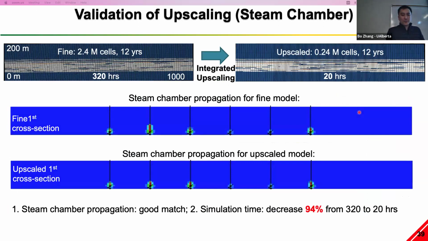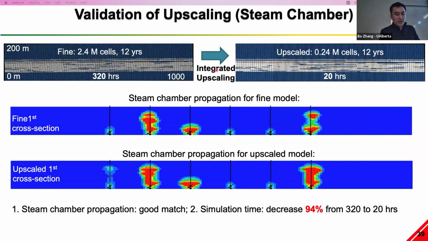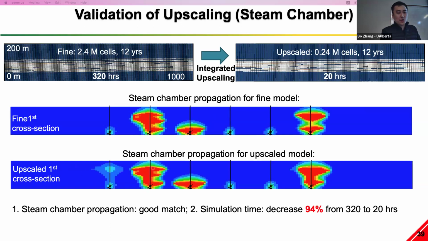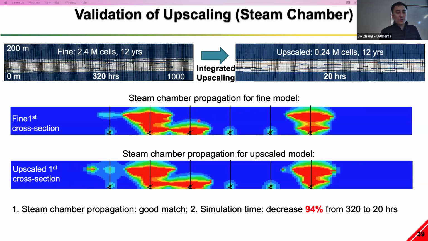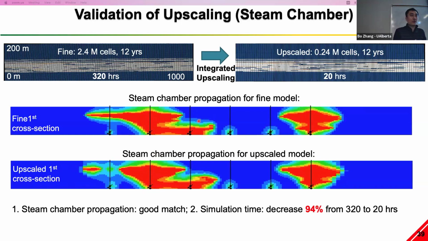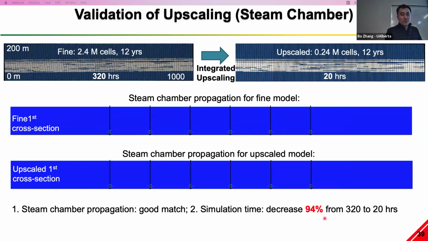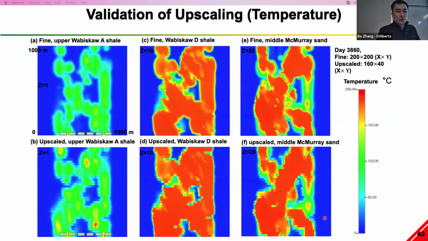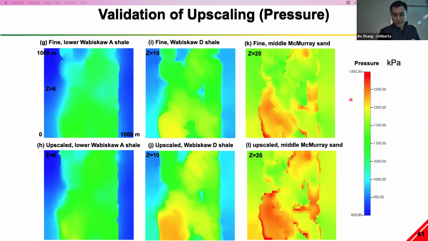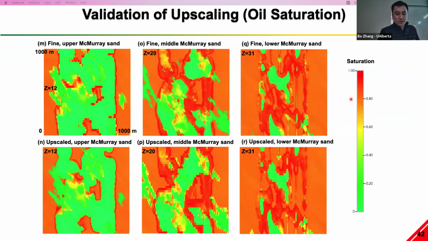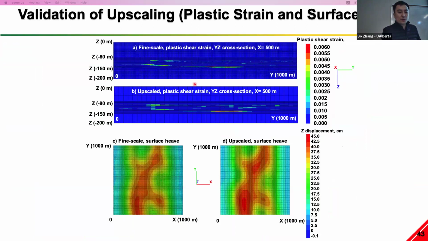Now it's about time to really use our upscaling technique, and this shows the upscaled models that match the fine scale model pretty well for the steam chamber propagation. And what is really important, we decreased the simulation time by 94%, which is really huge. This shows the comparison between the temperature, which is well matched, and also pressure, which is well matched, and the oil saturation is also well matched. It is also possible for us to match the shear strain and the surface heave, as shown here.